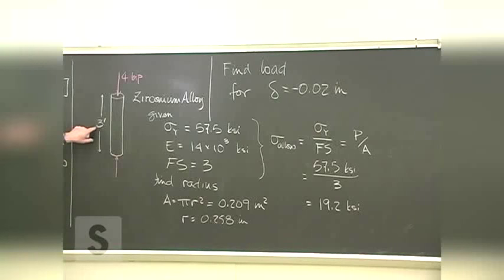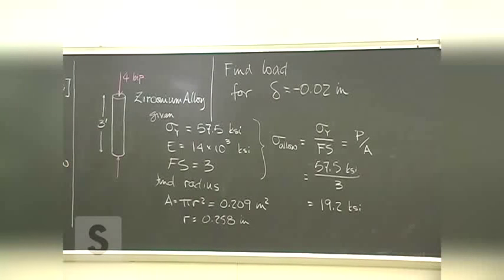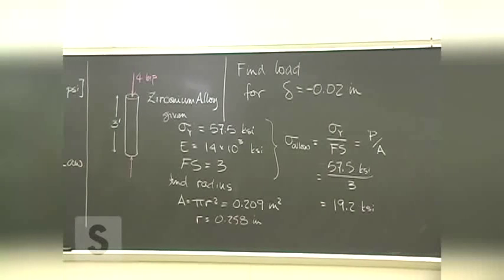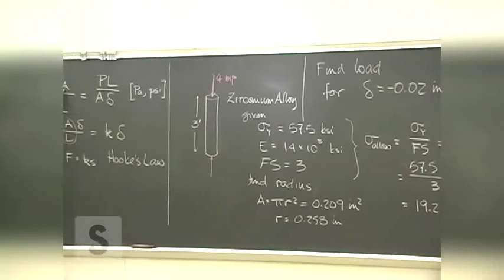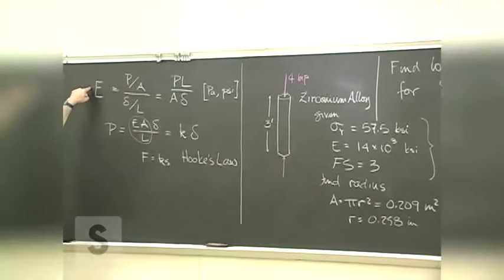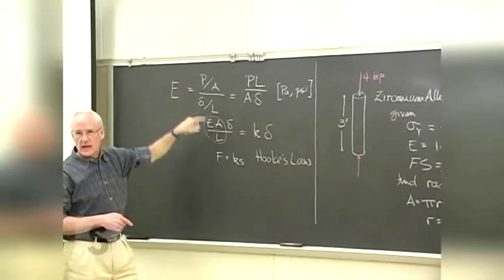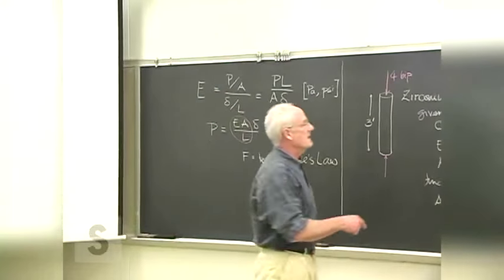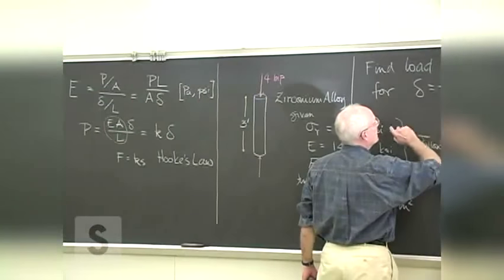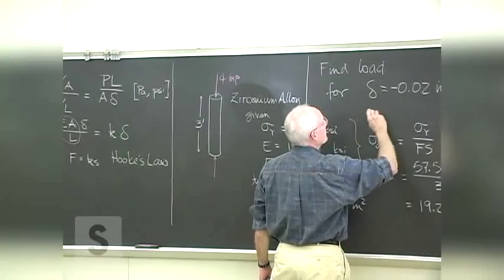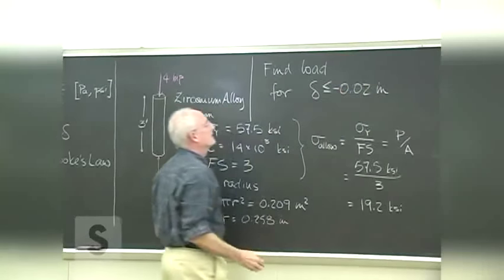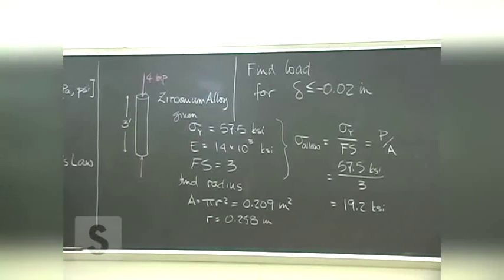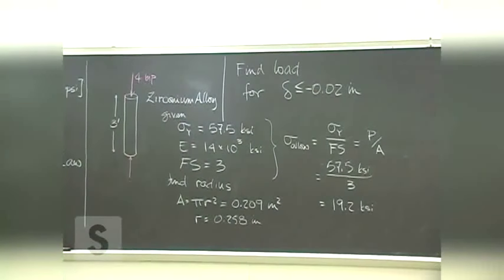So given that, the original length, you can find the strain. We've got the area from the first one. We know the elastic modulus. Then you can solve for an allowable load to keep a strain, a deformation of no greater than that. So less than or equal to that strain. And you can solve for these.